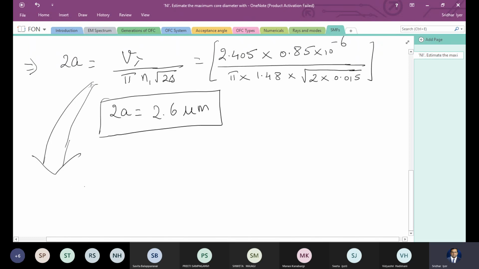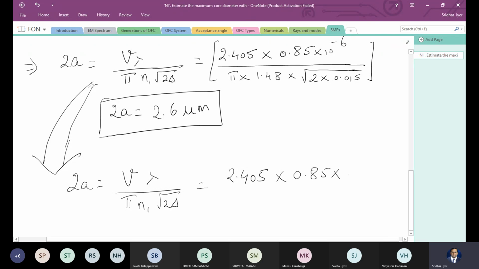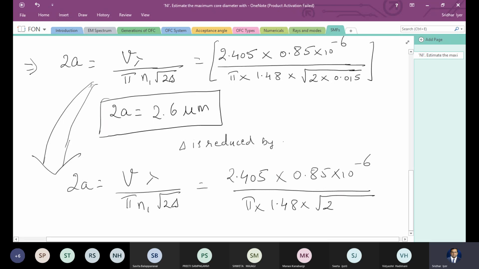So you have 2a, which is v lambda divided by pi n1 root 2 delta. The value of v is the same, that is 2.405. The operating wavelength is also the same, which is 0.85 into 10 raised to minus 6. The value of pi will be the same. N1 is the same into root 2. Now the value of delta has reduced by a factor of 10.